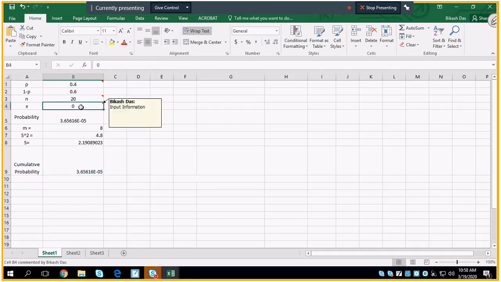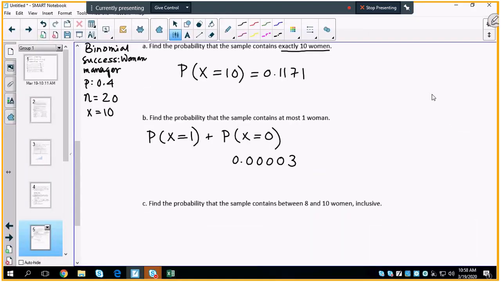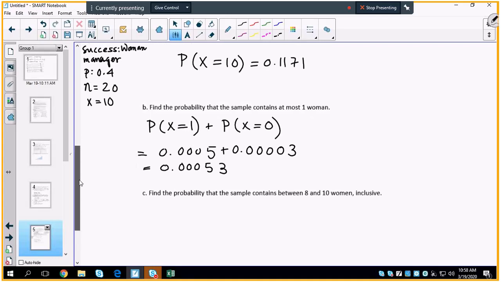How about the probability of x equal to 1? This time, I can round it to 4 decimal places, and I will get 0.0005. That's our probability of x equal to 1. So this is equal to 0.0005. And then I add them and I get 0.00053 as my final answer for the probability that the sample contains at most 1 ohm.